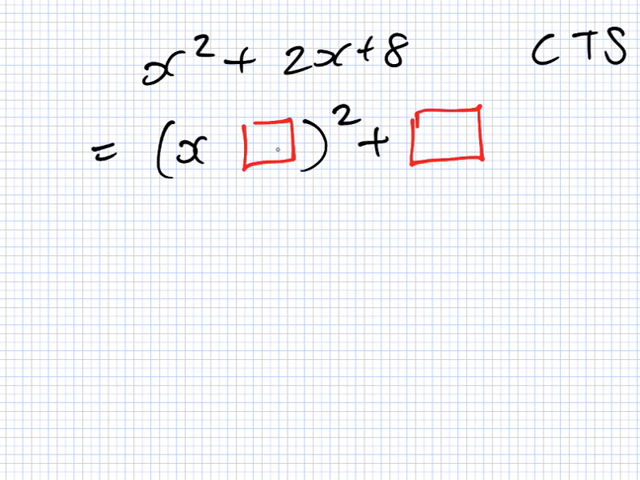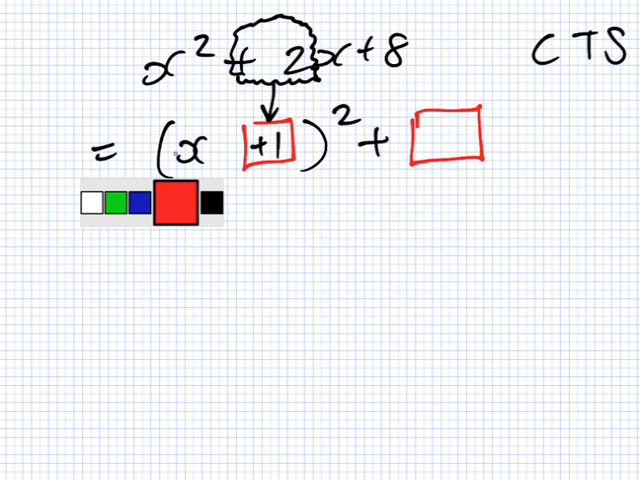This number is very, very easy to get. It's always half of this. So what's half of 2? It's 1. Just to be clear, the number, not the x. Just the number, okay? So always just the number. So half of 2 is 1. So we make half here. You got that?